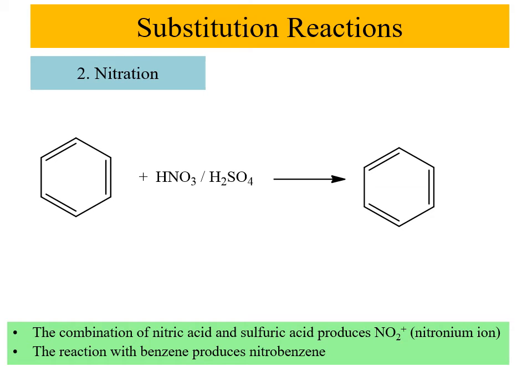Benzene also can undergo nitration reaction, whereby the combination of nitric acid and sulfuric acid will produce nitronium ion. So the reaction of benzene and nitronium ion will produce nitrobenzene as the final product.